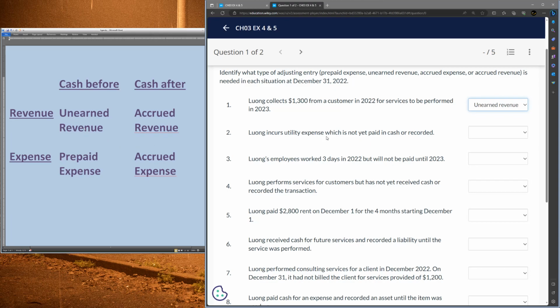Luong incurs a utility expense, which is not yet paid in cash or recorded. So the expense happens first and no cash has happened yet. So that looks like cash is going to happen later, right? No cash has happened, and we're going to go ahead and record the expense. So this looks like an accrued expense. Luong's employees worked 3 days in 2022, but will not be paid until 2023. Again, an accrued expense. We've had employees work for us, but we haven't paid them yet. So the expense happened, but we haven't paid them.